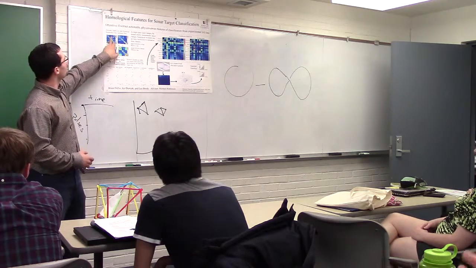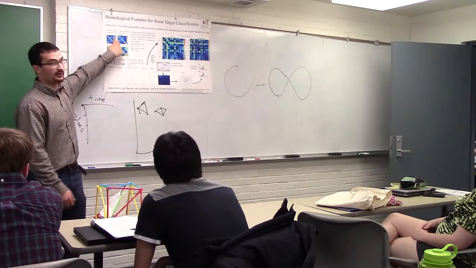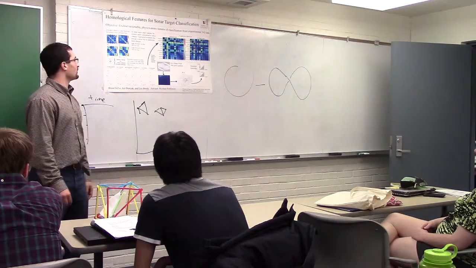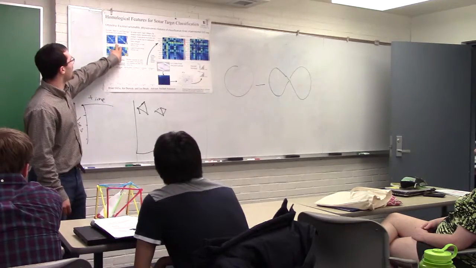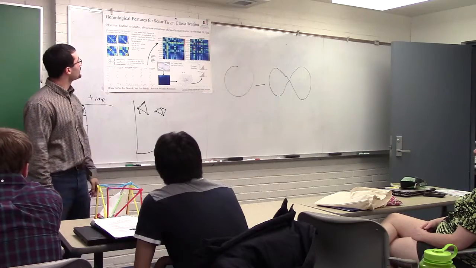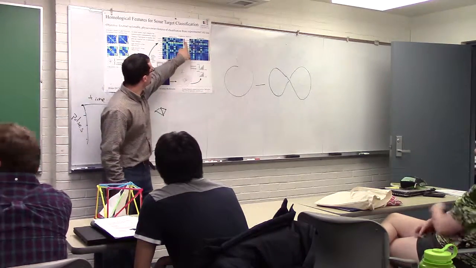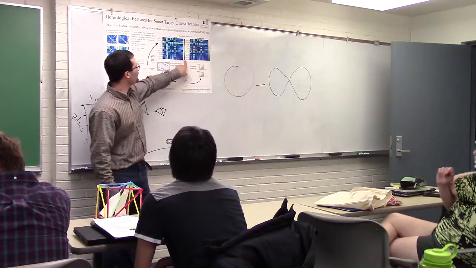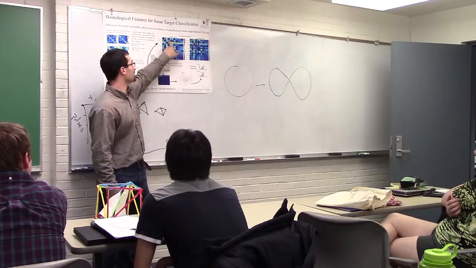But blue is higher and green is even higher, I think. I have to look at the color bar. No, green's the middle, blue is highest. It's exactly reversed, sort of confusingly, in the other diagram. Yeah, so blue means there's no difference in homological features. Red means there is.